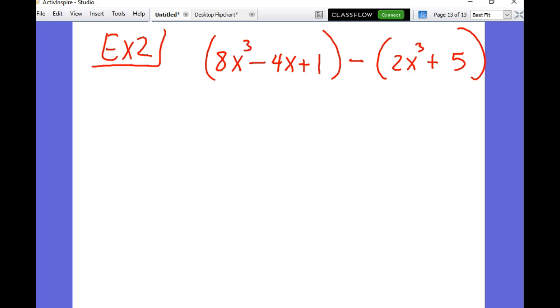Subtraction is different. Of course, this is an example. Examples are the ones that I do. Student practices are the ones you do. Guided practices are the ones we look at. All right.